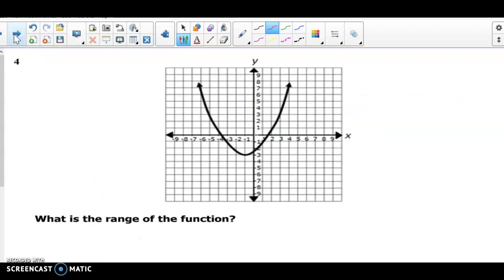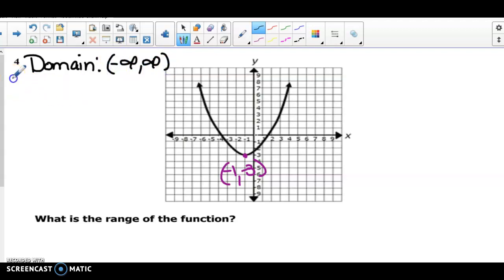Now it gets a little bit harder. When we look at this graph, we have a point down here that is located at -1, -3. The first question talks about range, but we're going to talk about all of the parts. Domain continues moving left and right, so it's going to be all real numbers, so negative infinity to positive infinity.